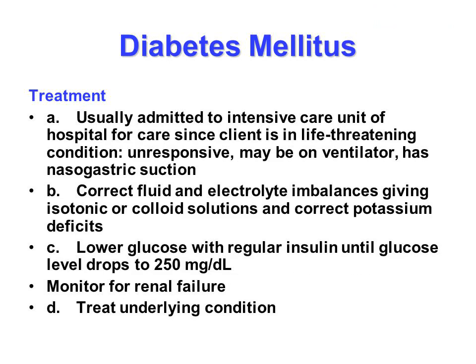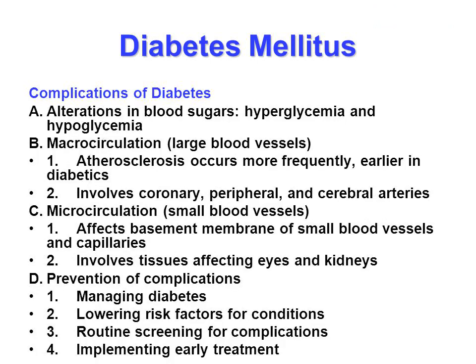Diabetes mellitus treatment. A. Usually admitted to intensive care unit of hospital for care since client is in life-threatening condition, unresponsive, may be on ventilator, has nasogastric suction. B. Correct fluid and electrolyte imbalances giving isotonic or colloid solutions and correct potassium deficits. C. Lower glucose with regular insulin until glucose level drops to 250 mg/dL. Monitor for renal failure. D. Treat underlying condition.